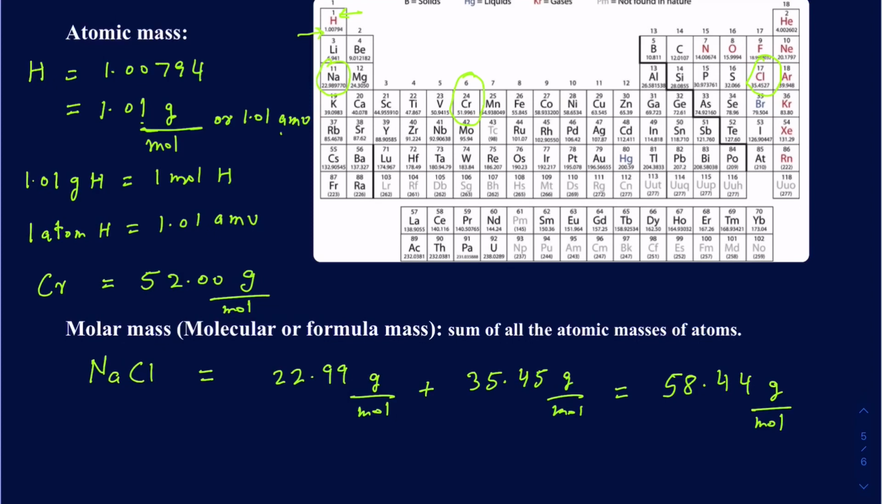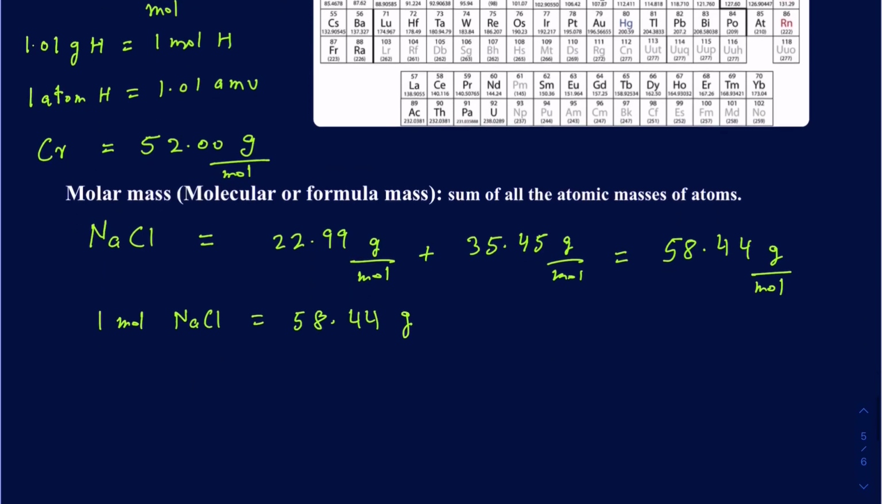Sometimes you may see formula mass written, or molar mass, or molecular mass. They are more or less the same thing. What that really means is that 1 mole of NaCl is actually going to weigh 58.44 grams in mass. So that's what it literally means. Okay, so let's take another example.